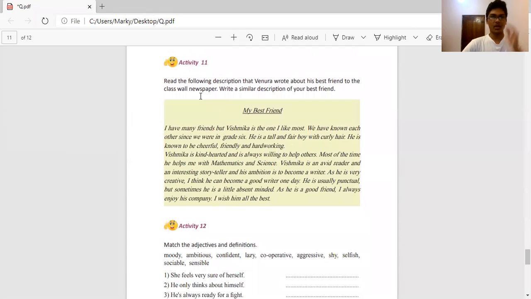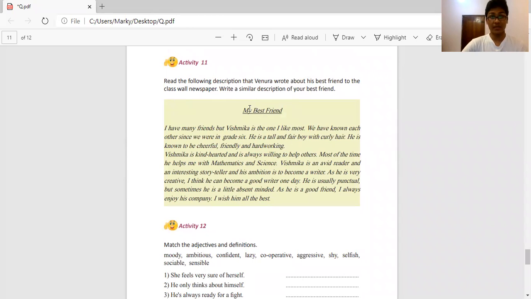Activity 11. Read the following description that Venera wrote about his best friend to the class wall newspaper. Write a similar description of your best friend. So I'm not going to be writing one at the moment. I'm going to be reading the description. So in your free time, or maybe right after I read this description, you can pause the video and write a description about your best friend, and then come back. Okay. So let's read this.